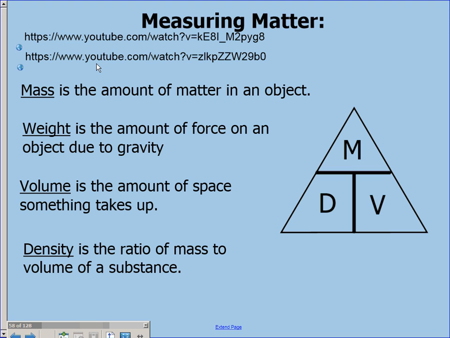So mass is going to be recorded in grams or kilograms, and that is just the amount of matter. Weight, however, is what we take advantage of a lot of times in the lab, because it's referring to how gravity takes effect on that matter. So generally, how do we mass something? Like, what kind of tool do we use?